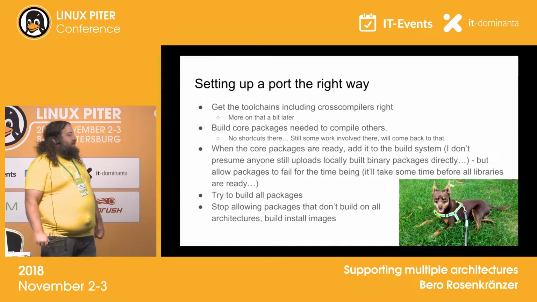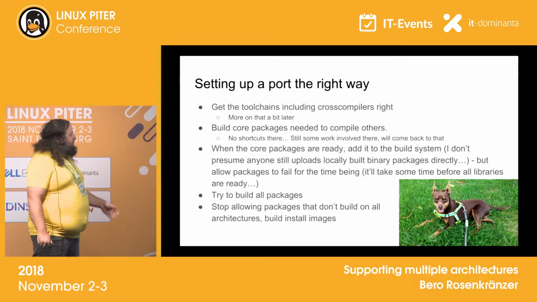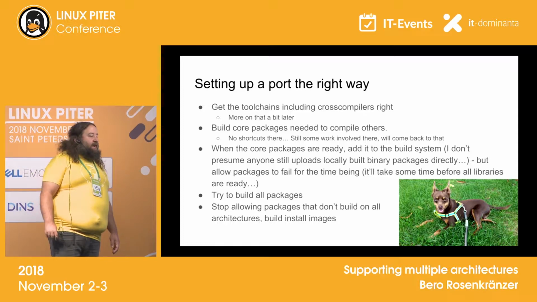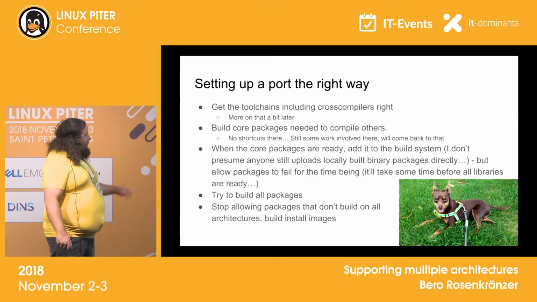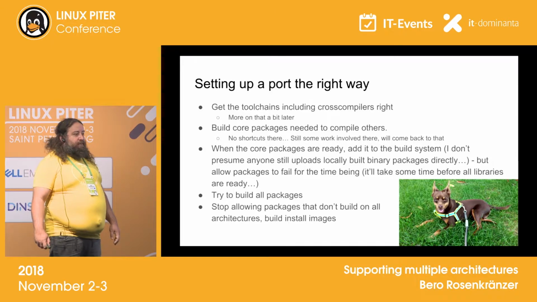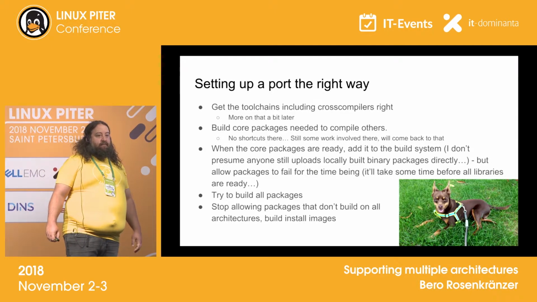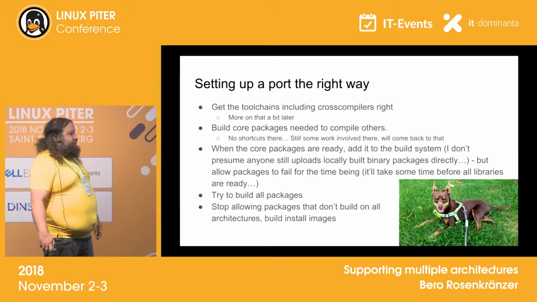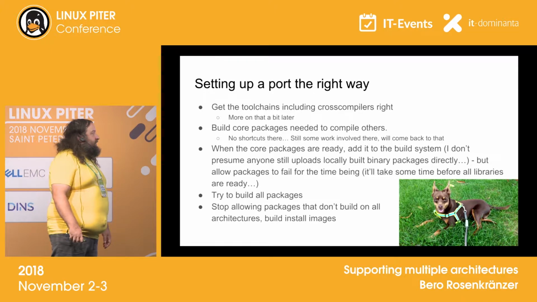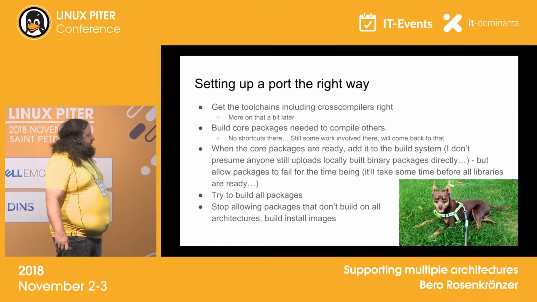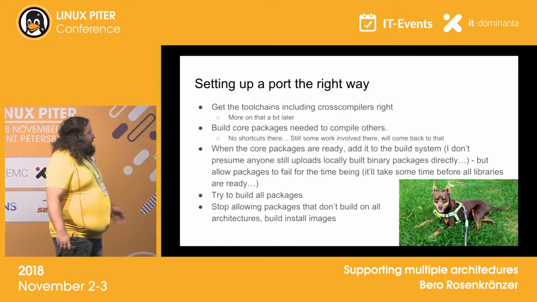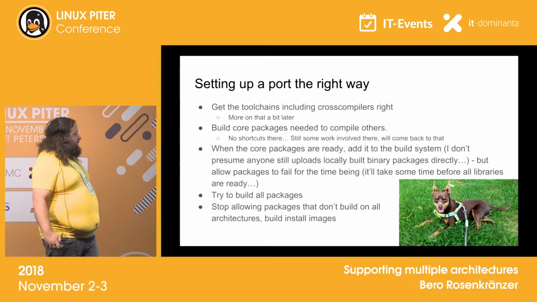So, how do we do it the right way? First is getting the toolchains, including the cross-compilers, right. I'll cover that in a bit more detail later. Then build all the core packages that we need to compile the others, which is primarily the toolchain packages and also libraries that are being used by other packages. There are no shortcuts we can take there. There's still some work there that obviously needs to be done. We'll come back to that a bit later as well.